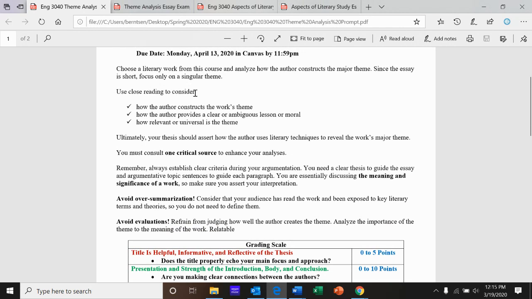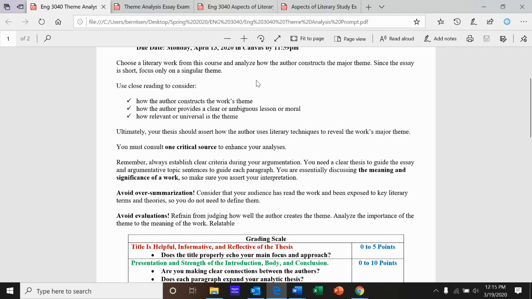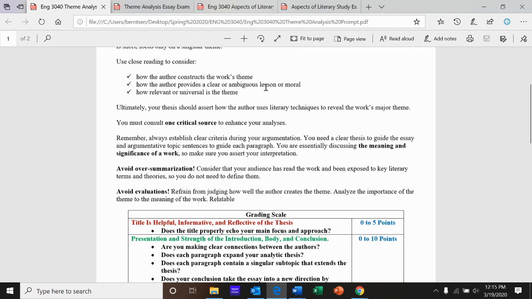So we've done a lot of these kind of discussions already. This is now just a more formal analytical essay structure. So you want to choose a literary work from this course, analyze how the author constructs the major theme. Since the essay is short, focus only on one singular theme. Don't try to compare and contrast, for example. I would avoid that just because 2 to 3 pages is not a lot to do a sustained analysis of multiple ideas. So you want to focus on a singular idea.